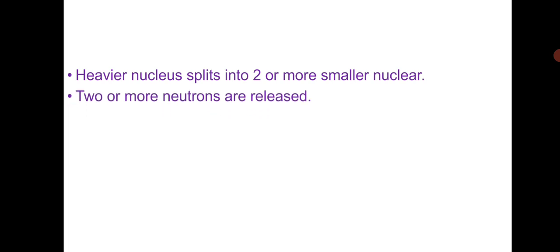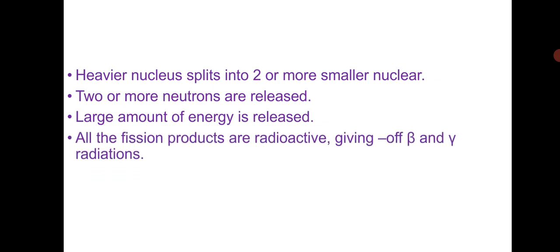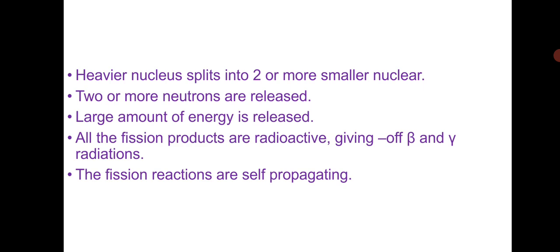Let us see the characteristics of a nuclear fission reaction. In nuclear fission, the heavier nucleus is split into two or more smaller nuclei. At that time, neutrons are released and an enormous amount of energy is also released. During the fission reaction, the fission products are also radioactive in nature. They also give beta and gamma radiations.